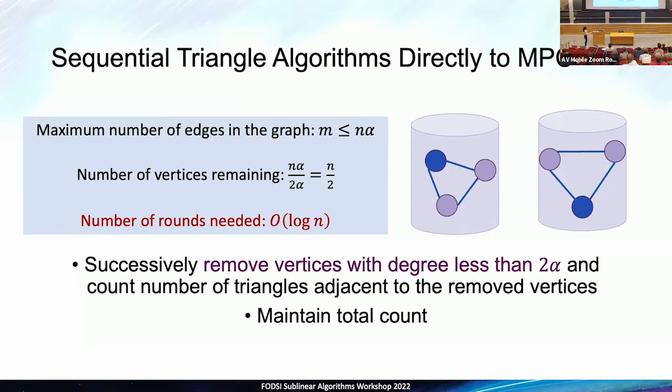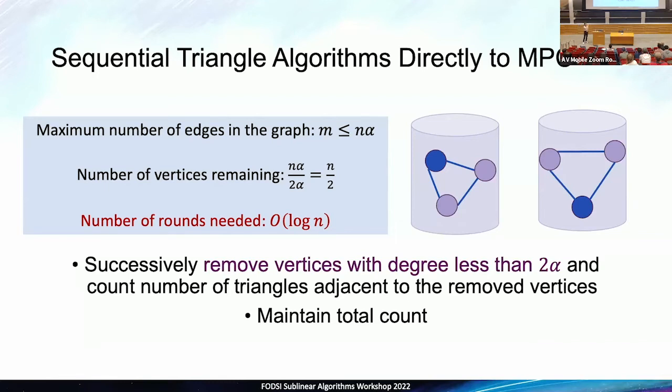So what happens after the first round? After the first round, you removed all the vertices with degree at most 4 alpha. Actually, the denominator there is supposed to be 4 alpha. Sorry about the typo. So you removed everything below that degree. So what happens is all the remaining vertices have at most 4 alpha degree left.